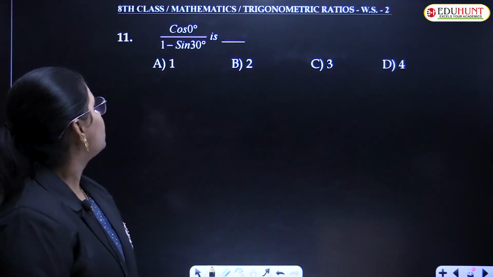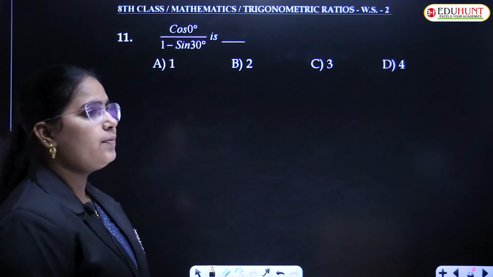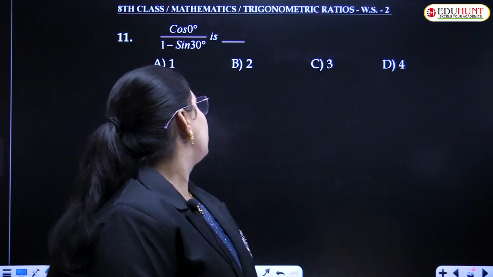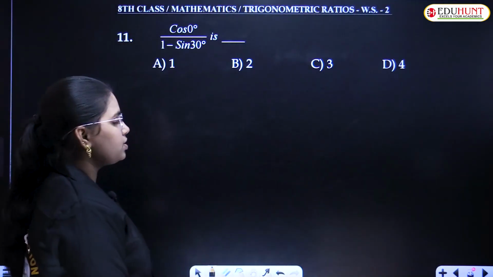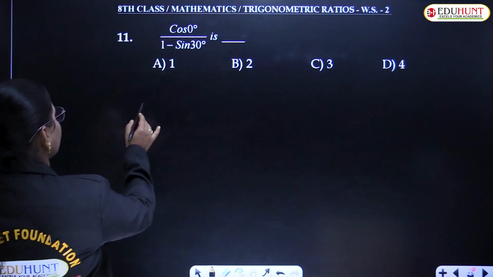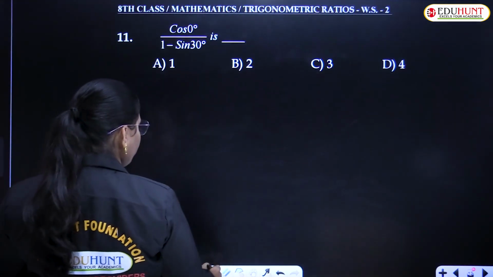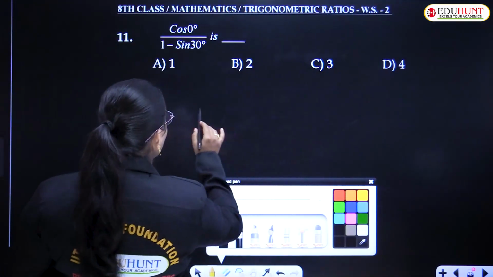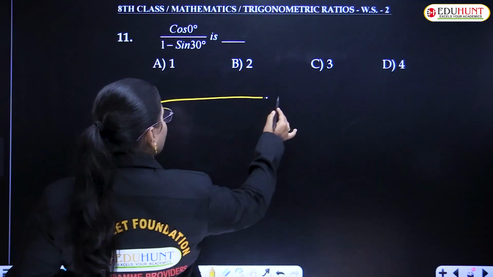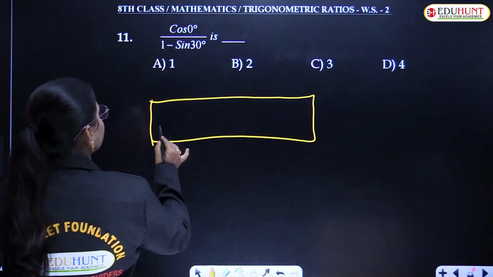Correct. Chalo. So cos 0 degree divided by 1 minus sine 30 degree. What is the value of cos 0 degree? Could you please remember? What is the value of cos 0 degree? I just want to remind you.